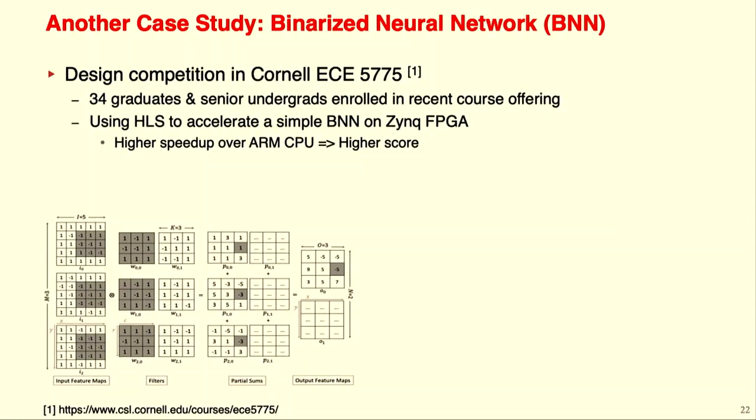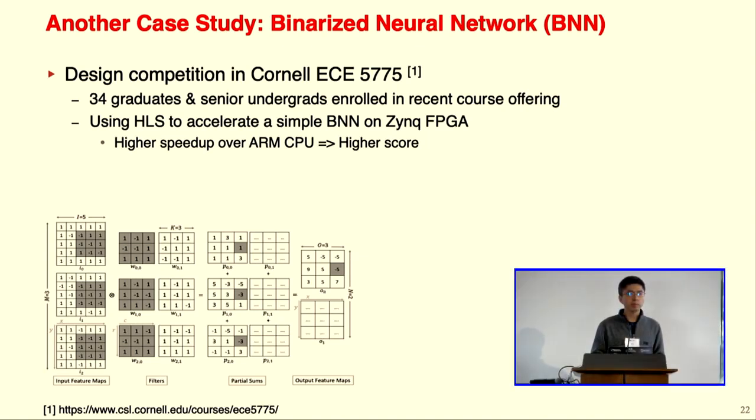Another perhaps more interesting case study is that I teach an FPGA and high-level synthesis course at Cornell. In the most recent offering, I had 34 graduate and senior students involved. These are very bright students. Okay, so in one of the labs, I teach them HLS.